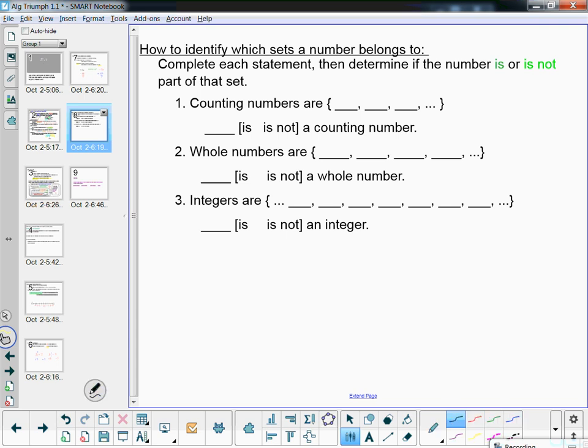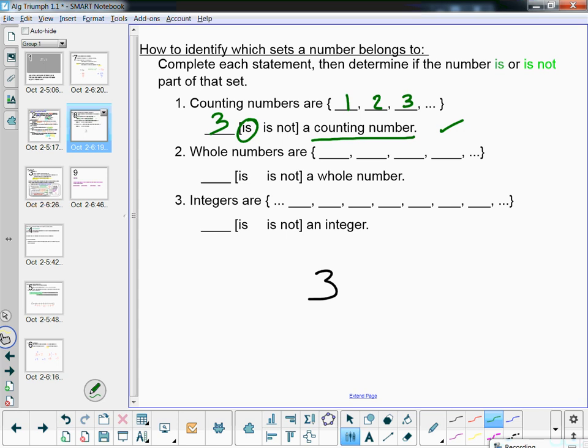So let's look at a number. I'm going to take the number 3. Okay. Counting numbers are what? Pause the video and go look. Did you find it? Count. 1, 2, 3, 4, 5, 6. All right. What's the number I used? 3. Is 3 in that set of numbers? Yes, it is. So 3 is a counting number.